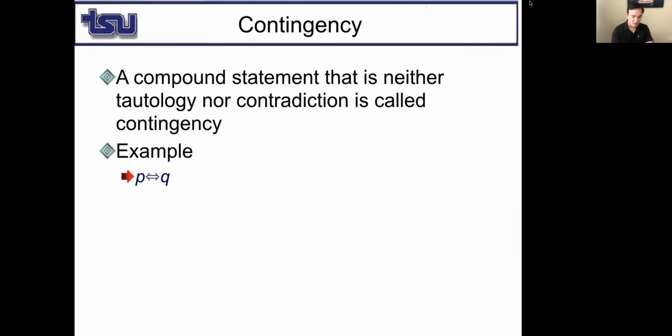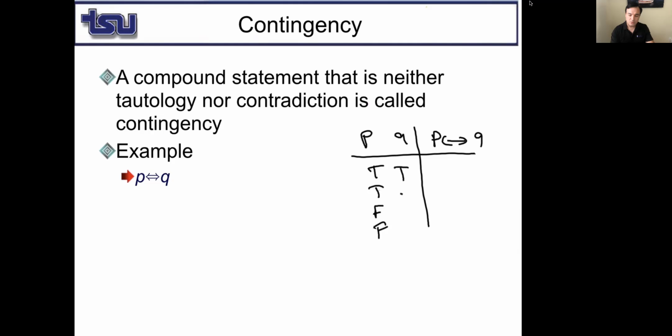For example, when we have P biconditional Q, what does that mean? We have P, we have Q. If you recall, biconditional: true, true, false, false, true, false, true, false. This was true if both of them are the same, if both of them are true or both of them are false. If one is true and the other one is false, this is false. As you see here, this is neither a tautology nor a contradiction, okay?